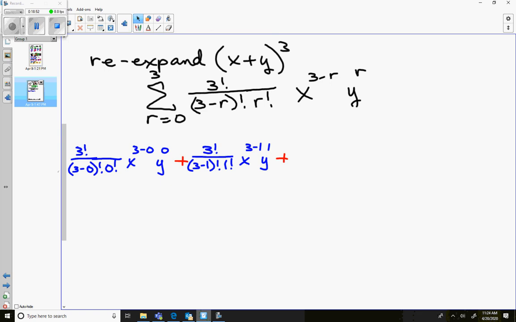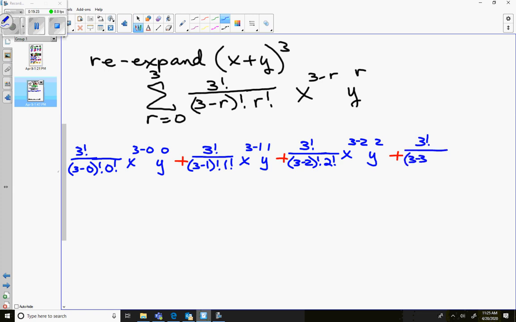Plus, now as I go through the loop, r is 2. 3 factorial over 3 minus 2 factorial, 2 factorial, x to the 3 minus 2, y to the power of 2. Plus, and now the last time through the loop, r is 3. 3 factorial over 3 minus 3 factorial, 3 factorial, x to the 3 minus 3, y to the 3.